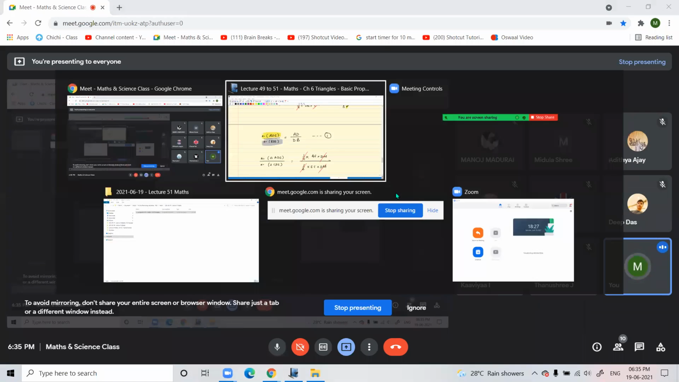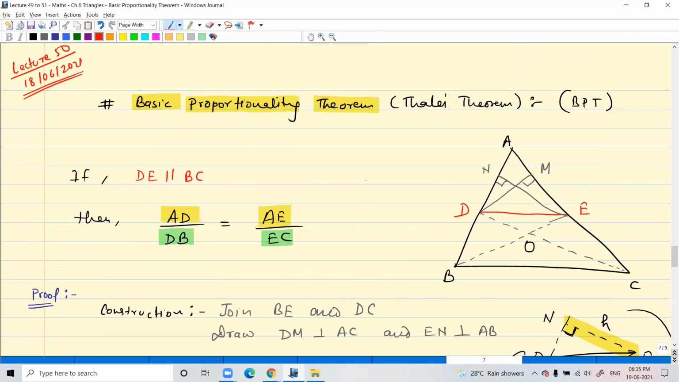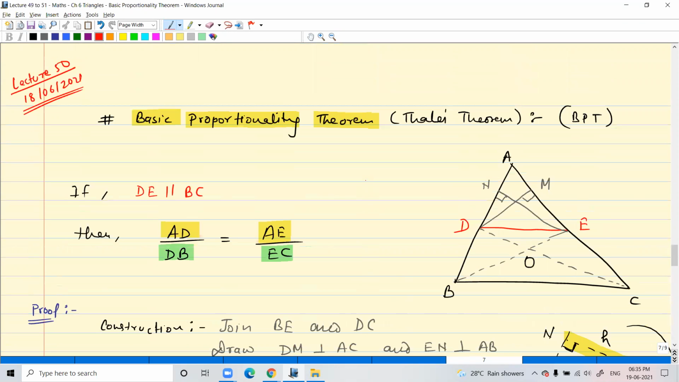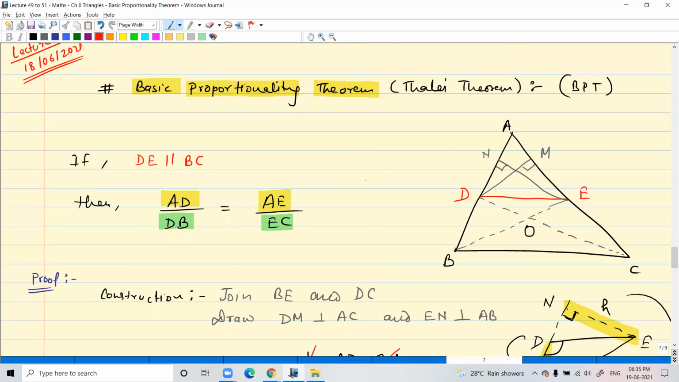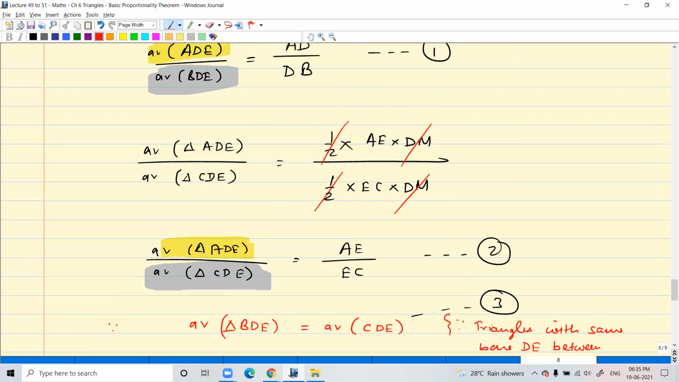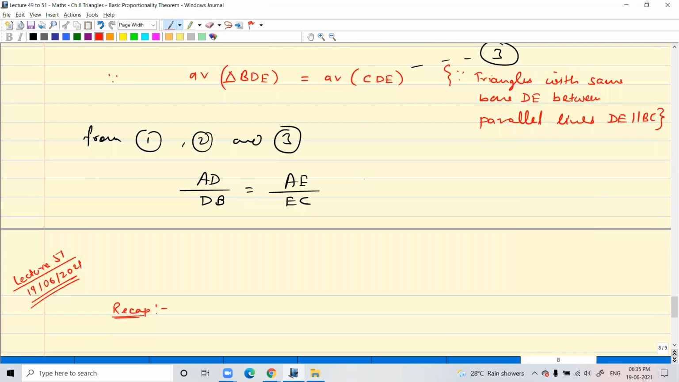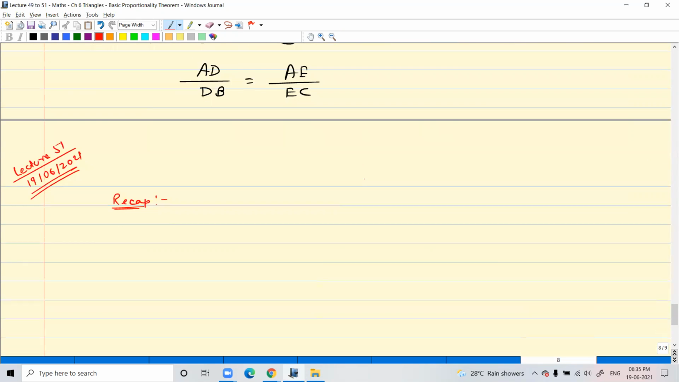Let's get started now. I asked all of you to practice the proof of this basic proportionality theorem yesterday. Some of you have practiced, I hope all of you did. If you have not, make sure you practice it again at home, okay? You should know it by heart, how to prove this theorem, and what it is also.